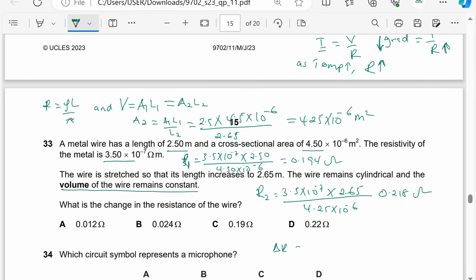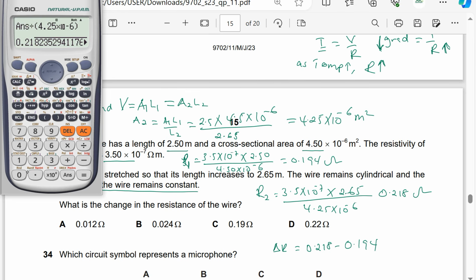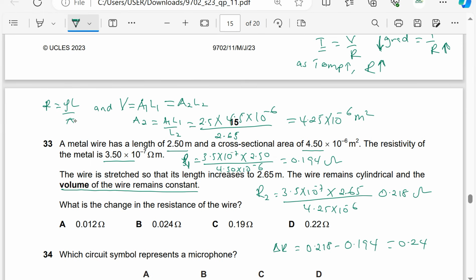So the change in resistance will simply be 0.218 minus 0.194, which is 0.024. So the answer is going to be B.